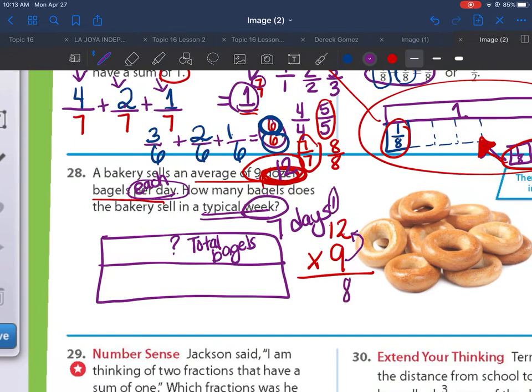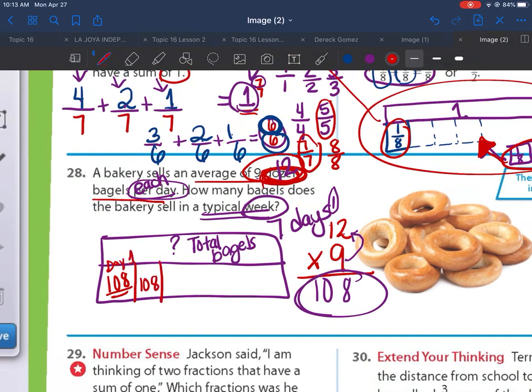So I'm going to multiply 9 times 2 is 18. 9 times 1 is 9. And 1 more is 10. So in one day, they sell 108 bagels. But they want to know how many they would sell in 1 week. So I need to make sure that we're multiplying now again times 7.